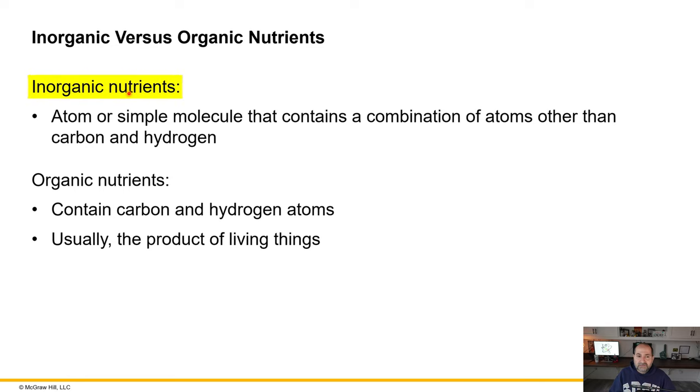Inorganic nutrients, as their name suggests, are nutrients that lack carbon. Organic nutrients are nutrients that contain carbon plus hydrogen. Common inorganic nutrients are elements like iron, zinc, sulfur, potassium. Common organic nutrients include things like vitamins or growth factors.